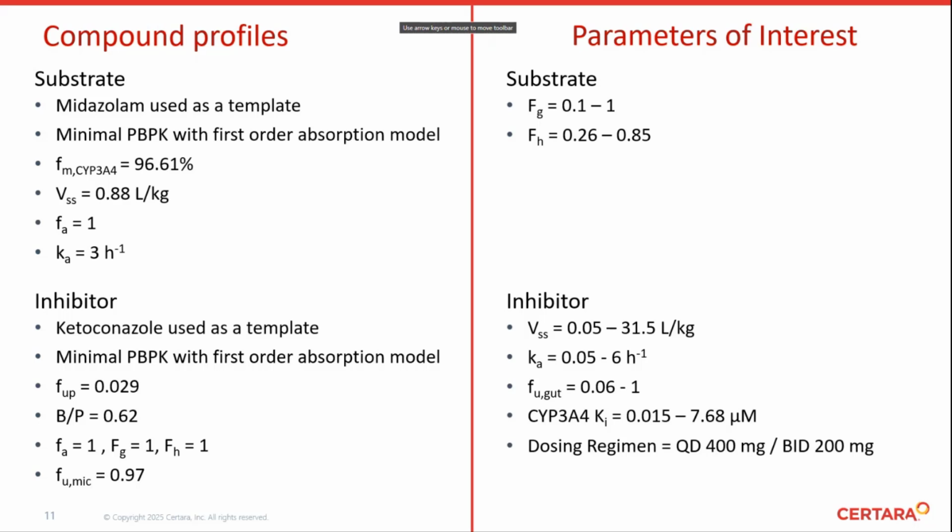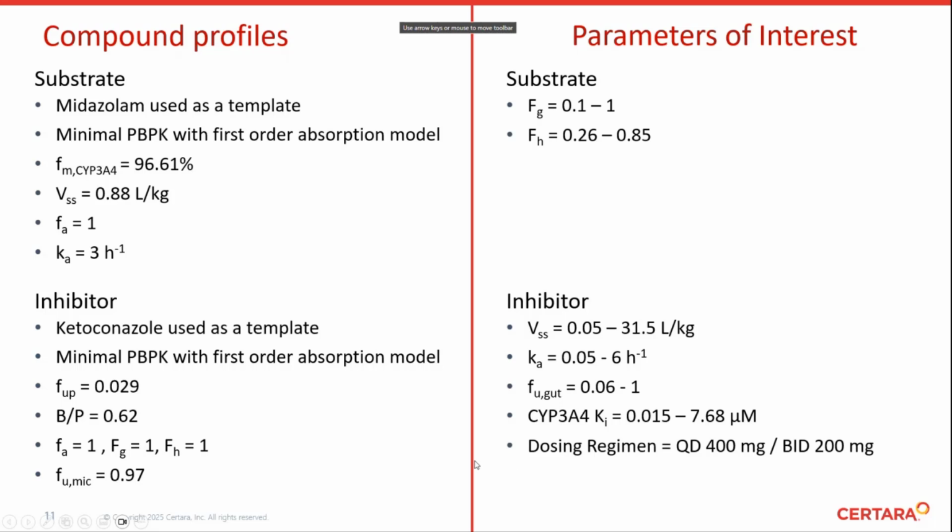And as Aki said, we use minimal PBPK with first order absorption to basically minimize the difference between models and to maximize comparability. On the left-hand side, all the parameters you see were kept constant throughout all of our simulations, and then parameters on the right are our parameters of interest in which we assigned a range of values and varied across our simulations. For the substrate, we looked into the fraction escaping gut metabolism and the fraction escaping hepatic metabolism. And for the inhibitor, we looked at the volume of distribution at steady state, the absorption rate constant, fraction of drug unbound in enterocytes, the CYP3A4 inhibition constant, as well as the dosing regimen.